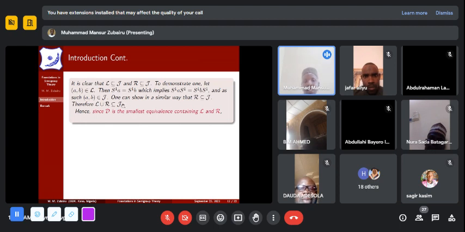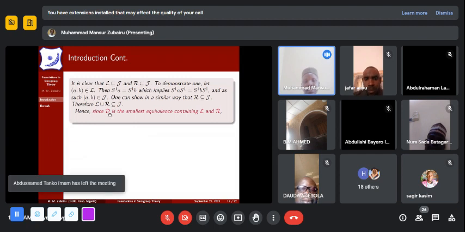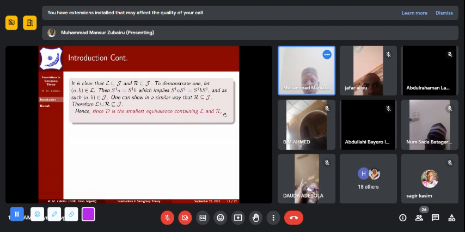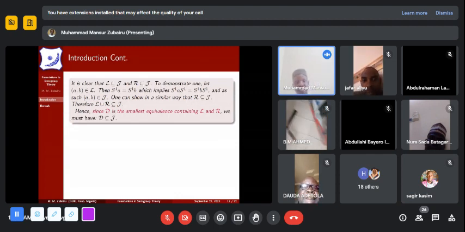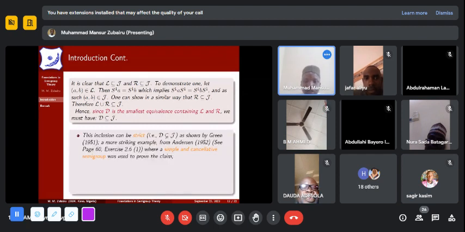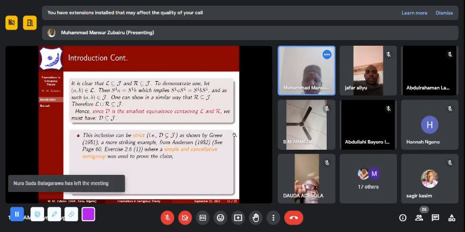But what we have seen earlier is that D is the smallest equivalence containing L and R. So since J is another relation containing L union R and D is the smallest, then D must be in J, meaning that D is a subset of J. Obviously, we must have this. Now this inclusion can be strict. Sometimes it's strictly contained in J, as shown by Green in 1951.